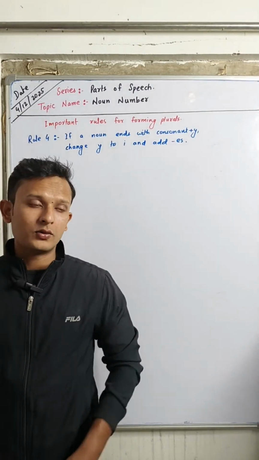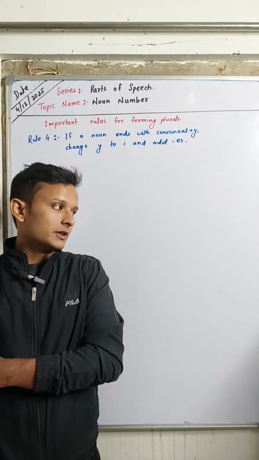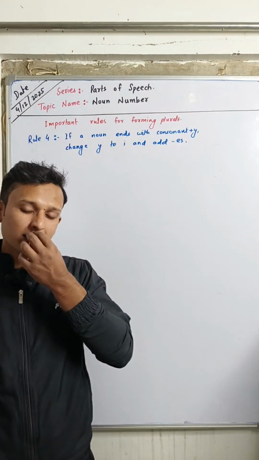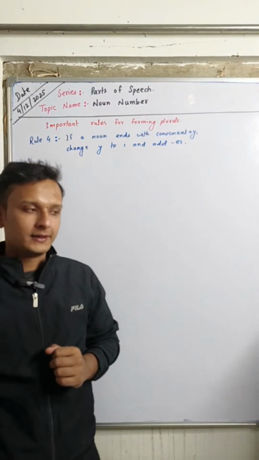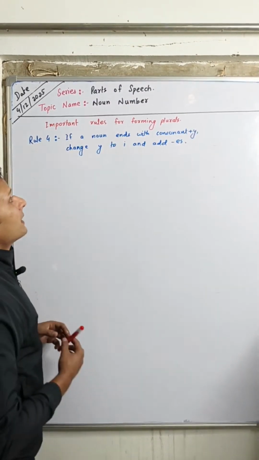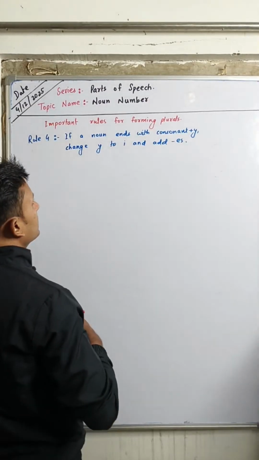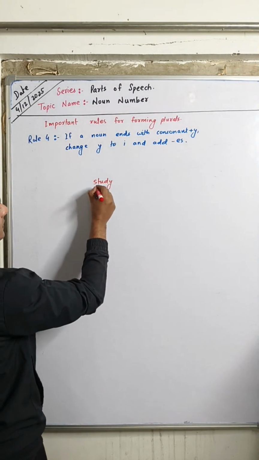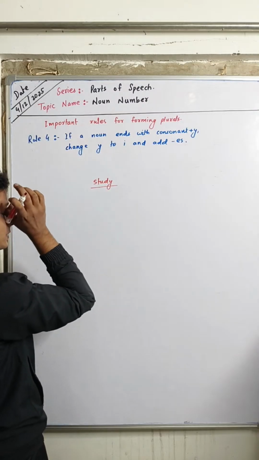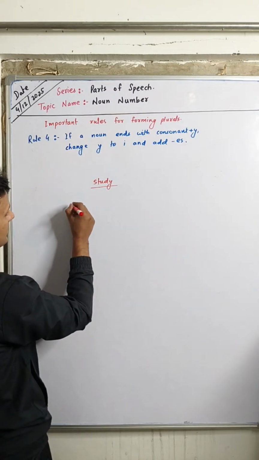If you see a noun ending with y preceded with a consonant, you just need to change the y into i and then add es. You can apply this rule to verbs as well, right? For example, study. This is a verb. Suppose you want to use it in third person singular number in simple present tense, right?